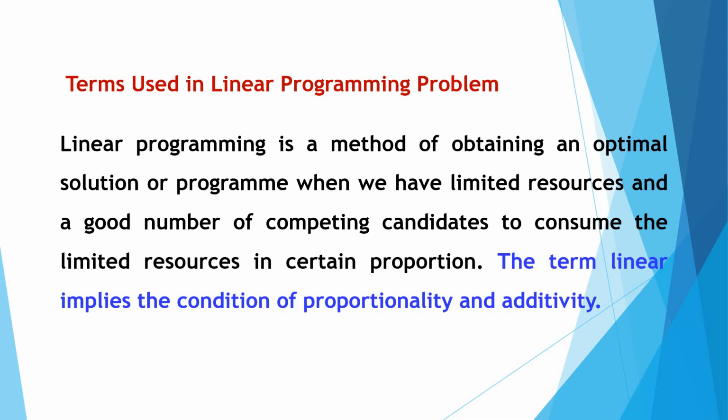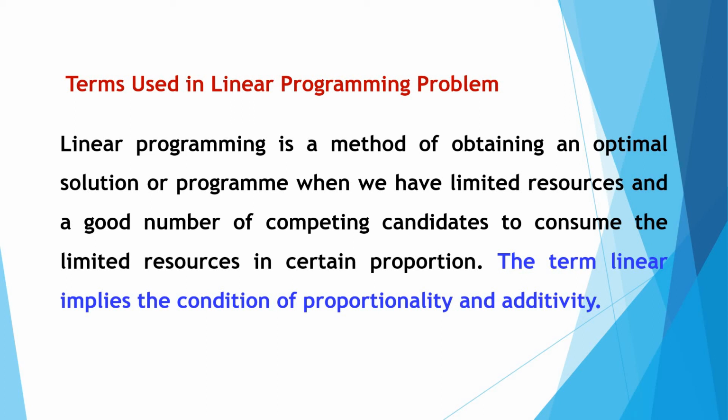Okay, now let us see what are the terms used in linear programming problem. First term, obviously, program. So linear programming is a method of obtaining an optimal solution or problem when we have limited resources and a good number of competing candidates to consume the limited resources in a certain proportion. In the problem which we are working with, we had two competing brands X and Y. So we say competing candidates and consume limited resources.